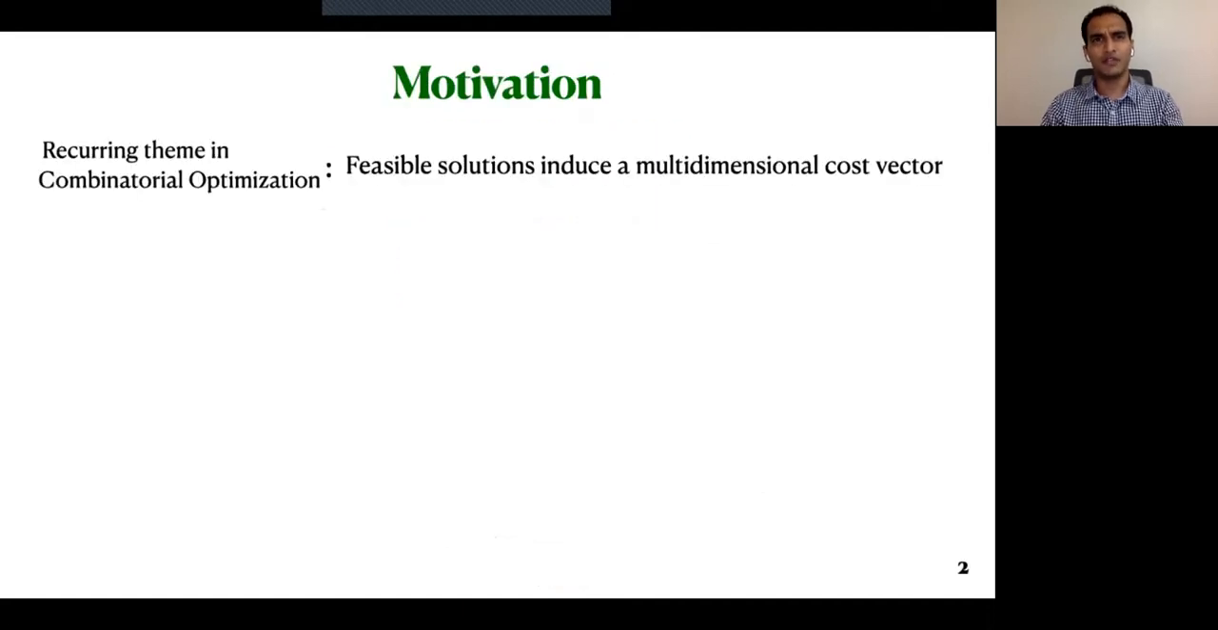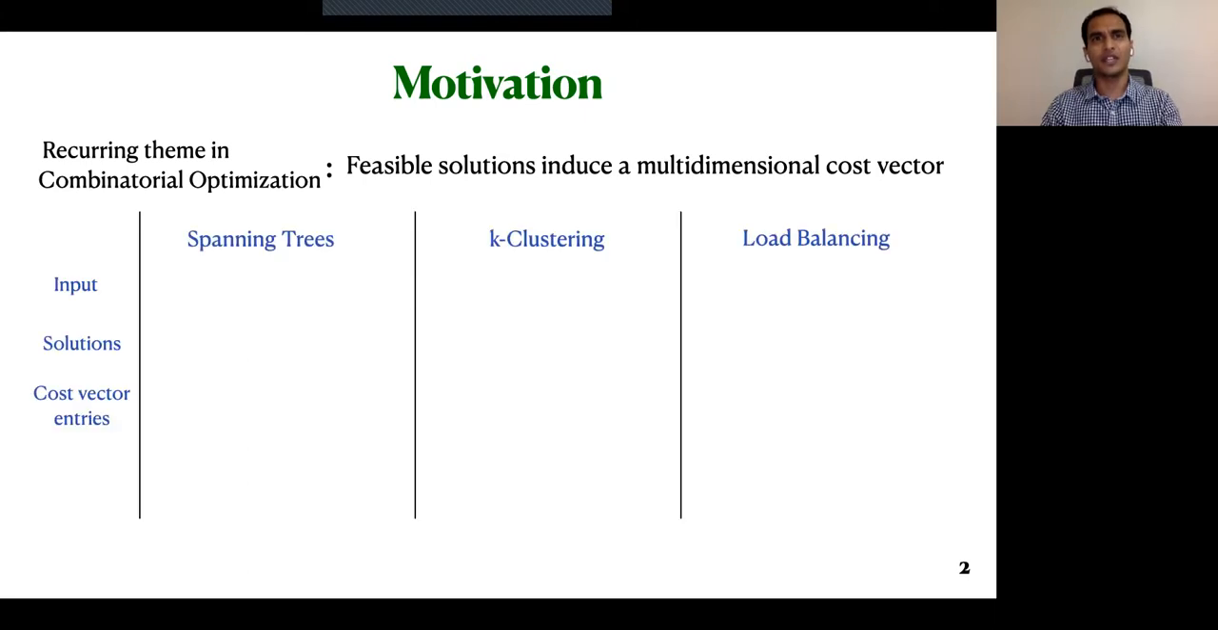Let me start with the motivation for this work. A recurring theme in combinatorial optimization is that feasible solutions induce a multidimensional cost vector. Let me illustrate this with three examples.